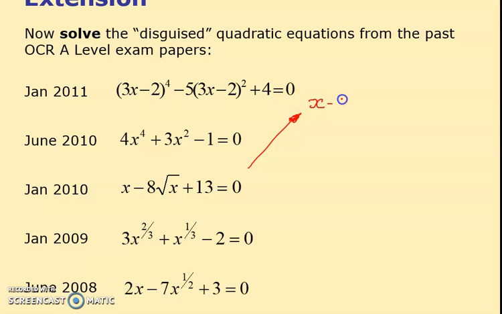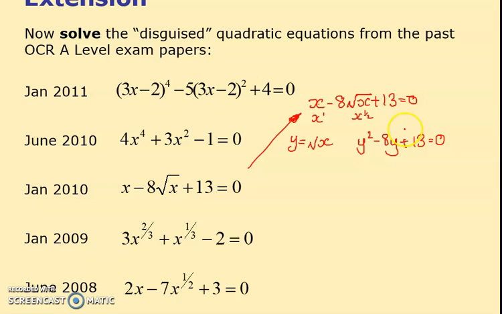So if I do this one, x minus 8 root x plus 13 equals 0. Definitely, if I think of this as x to the half, and this one's x to the 1, it's definitely a disguised quadratic. I've doubled the power. So I'm going to write y equals root x, and therefore I've got y squared minus 8y plus 13 equals 0. It's not a nice equation, not on first glance. I'm going to type it in: 1, negative 8, and 13.